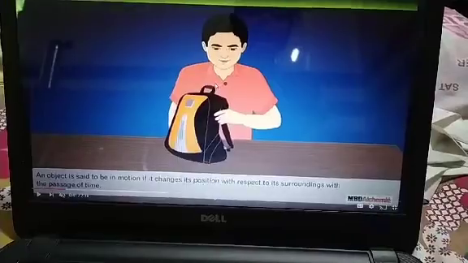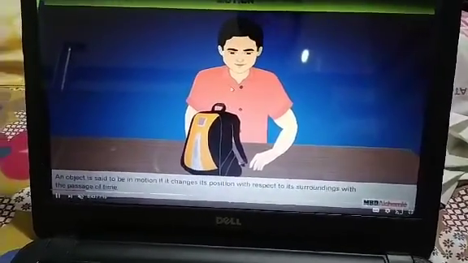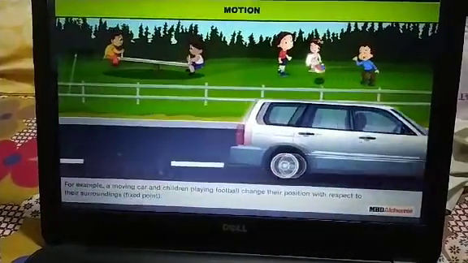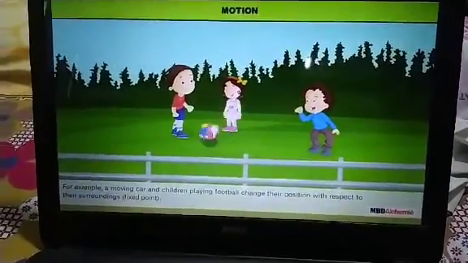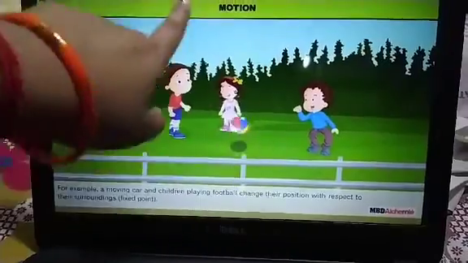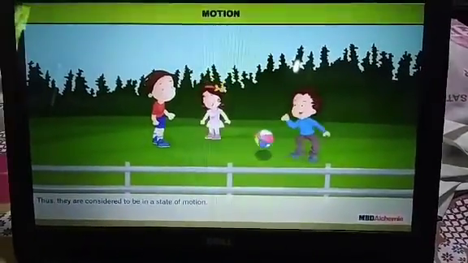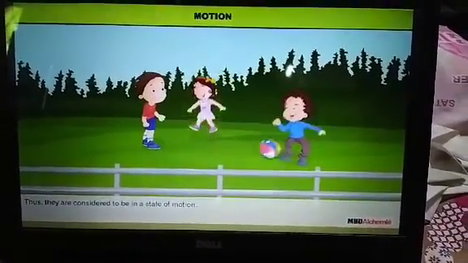Now see, just look at it. See, this car is moving, this ball is moving. What does it mean? This girl is jumping and changing her position, right? So this shows motion. This is known as motion.